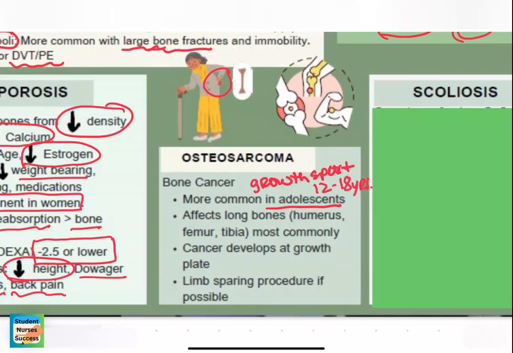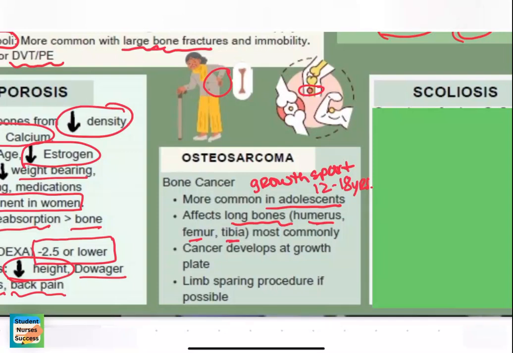And while they're undergoing that growth spurt, they're doing a lot of bone formation, and sometimes that can turn into a cancerous type of formation. Osteosarcoma more commonly affects the long bones, the humerus, the femur, the tibia, and they tend to be at the site of the epiphyseal plate or the growth plate. So you would see it right there, maybe develop. So it's usually near the joint.